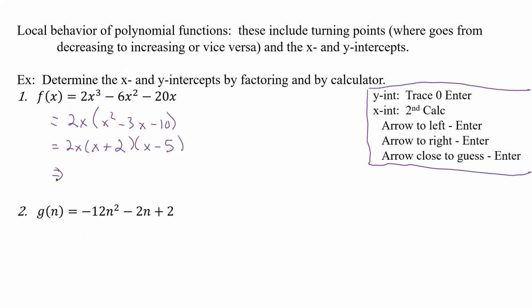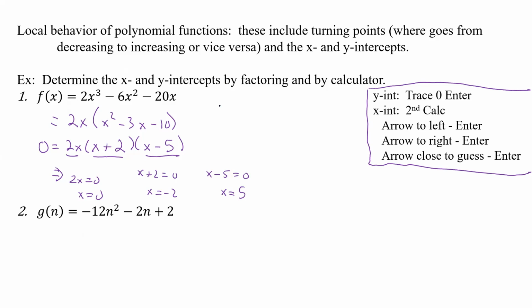So now what we can do is we can set each factor equal to 0. And so we get here 2x equals 0, x plus 2 equals 0, and x minus 5 equals 0. So here x is equal to 0, x equals negative 2, and x equals 5. Okay. And what we've done is we've put y equals 0 here because when we do that, that's going to give us each of the intercepts.